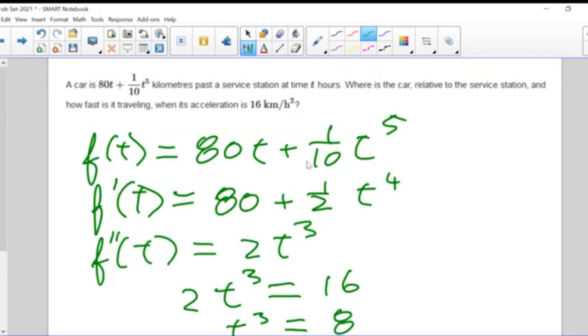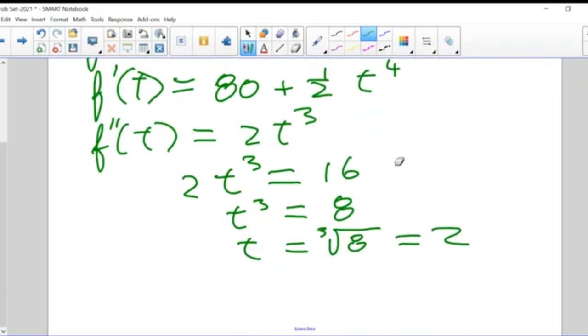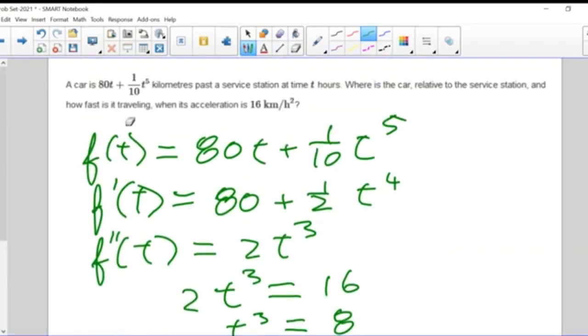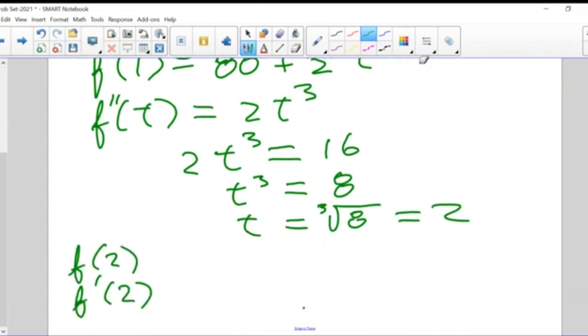But that's not the question. The question is, where am I? And how fast am I traveling? So I now need to take this answer of 2 and find, first of all, the f of 2. And I also need to find the f prime of 2. Why the f of 2? Because the question wants to know where am I? Where is the car? And that's a position question. So sometimes the questions are getting you to get an answer in one derivative and take that answer and put it into another derivative or in the original function. So that's exactly why I'm doing this question with you, because this could be the kind of question that I put on an assignment, along with the other stuff that you have there already.